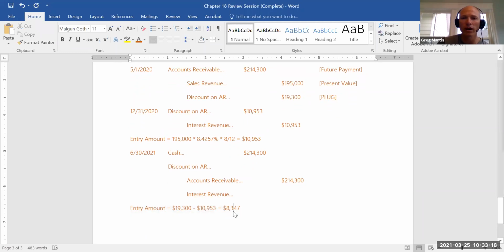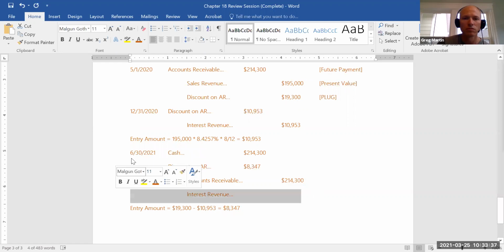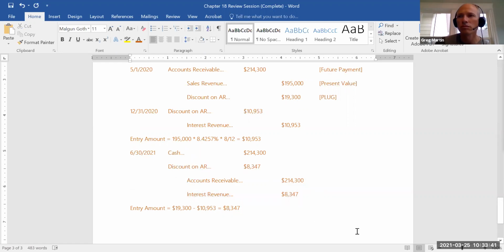The amount that we're going to record is $8,347. The reason why is we already said the total amount of amortization is $19,300. We had already amortized $10,953, which means the only remaining amount to amortize is $8,347. So that is our final journal entry.